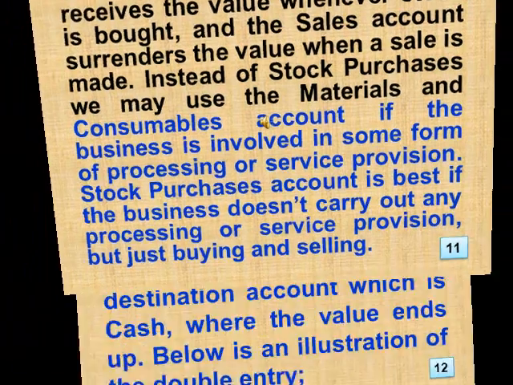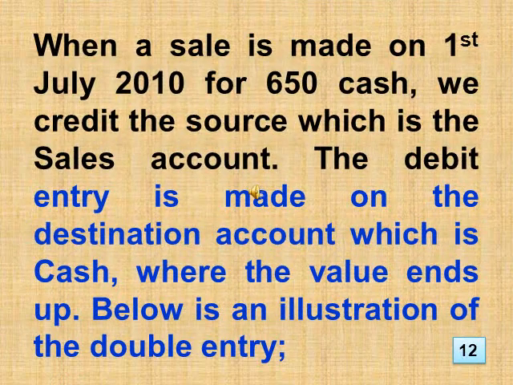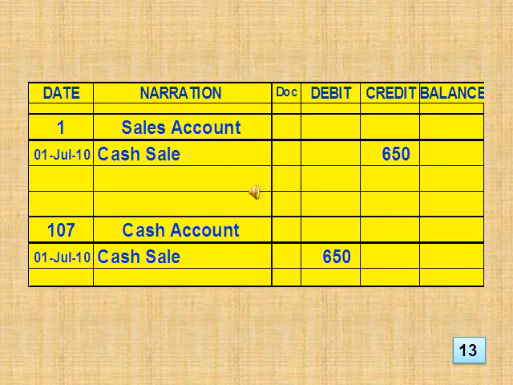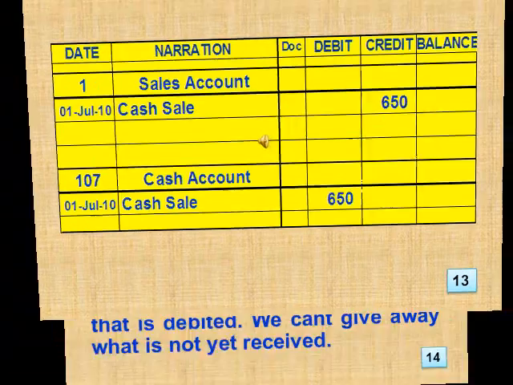When a sale is made on 1st July of 2010 for $650 cash, we credit the source, which is the sales account. The debit entry is made on the destination account, which is cash, where the value ends up. Below is an illustration of the double entry. The sales account is credited with $650, while the cash account is debited with $650.